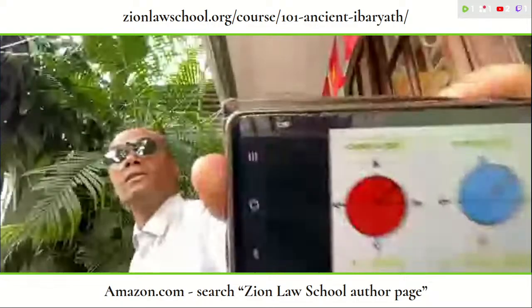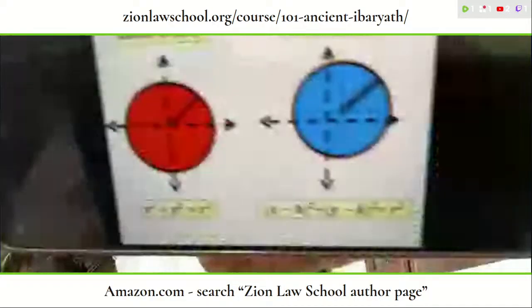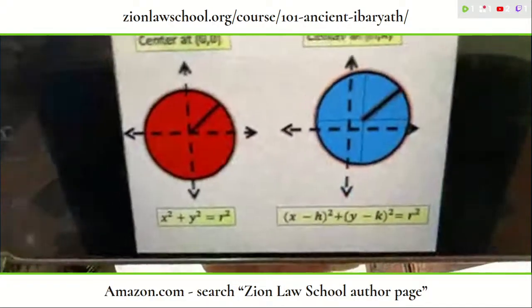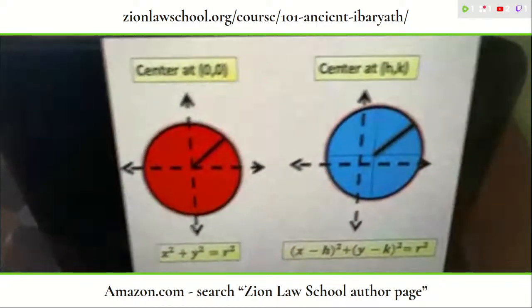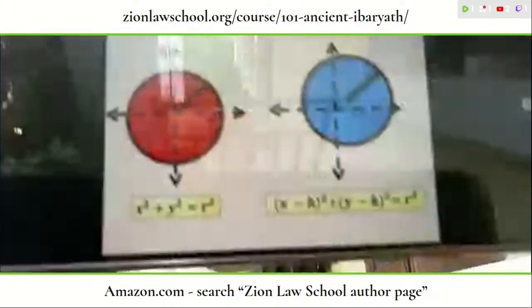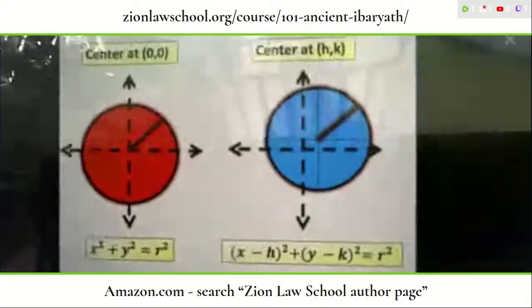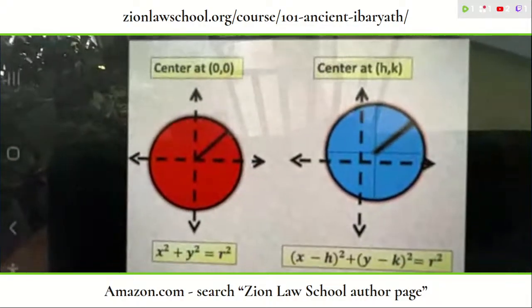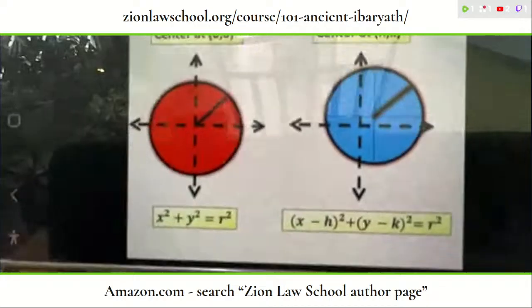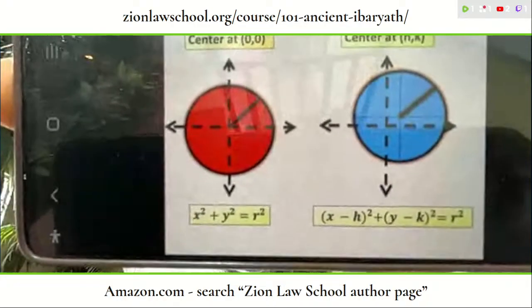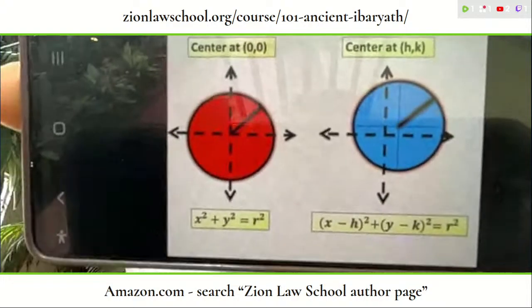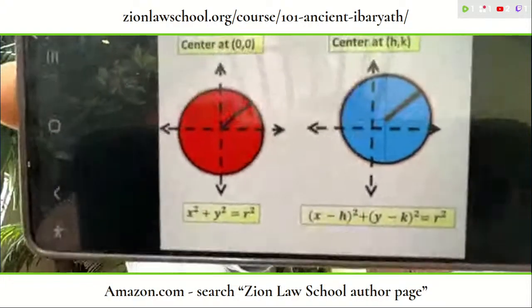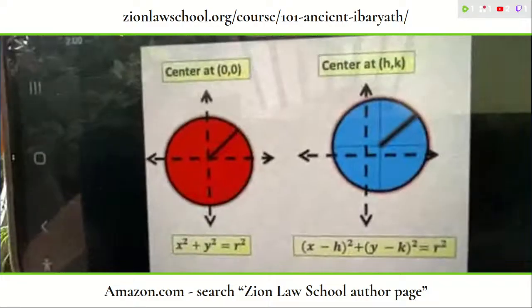So do you see the center of the circle at 0, 0? The red picture shows the center is at 0, 0. The blue shows that the dot in the middle has moved. Okay, and you see the mathematical equation to graph that out.